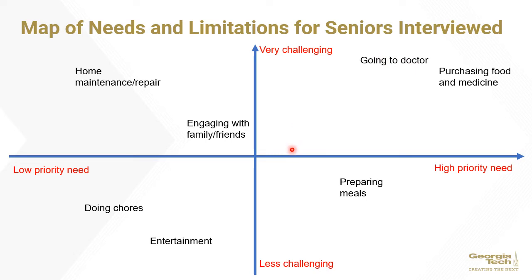Now, something that is very challenging, but maybe less priority is over here, home maintenance, because maybe they don't need to do it very often or they can let it slide. So if I look at this, the areas that I might want to focus on for my product development are those topics that are high priority and very challenging, like over here.